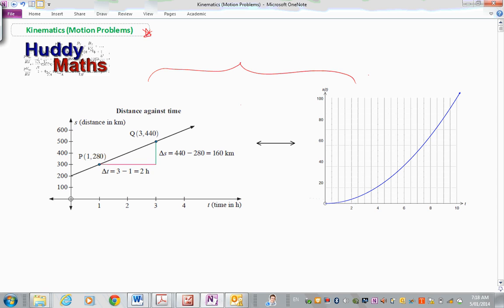Can you see it here? Our distance against time plot, our easy one, where our velocity was delta S on delta T, which was 160 over 2, which is 80 kilometers per hour. Okay, so then Newton's dilemma. Well, here we go. When the velocity, or the displacement time plot, is a curved line, what do?